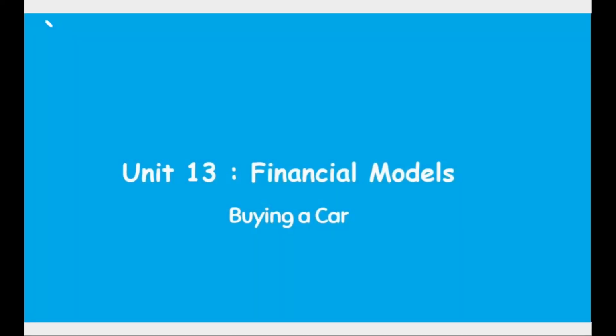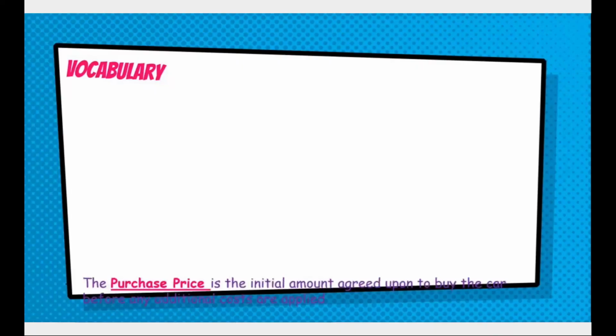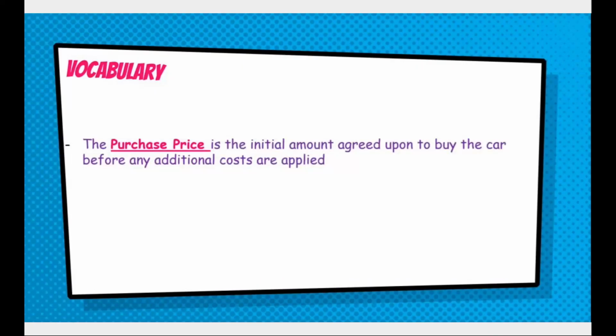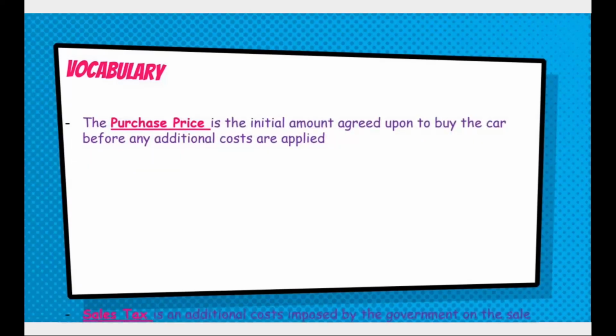All right, guys. Today we're going to talk about buying a car and some parts involved in that. So, essentially, we're still going to be using that TVM solver, and we're going to be finding the monthly payment. But to do that, we need to understand a few things in terms of some financial terminology. So, for one, when you hear about a purchase price, like when you go to the car dealership, that's the initial amount that you agree upon to buy the car before any additional costs are applied.